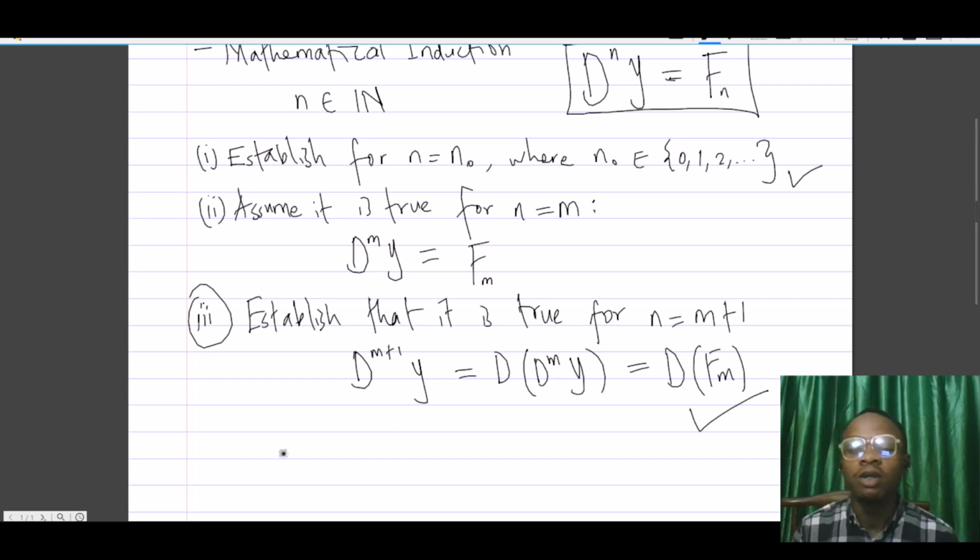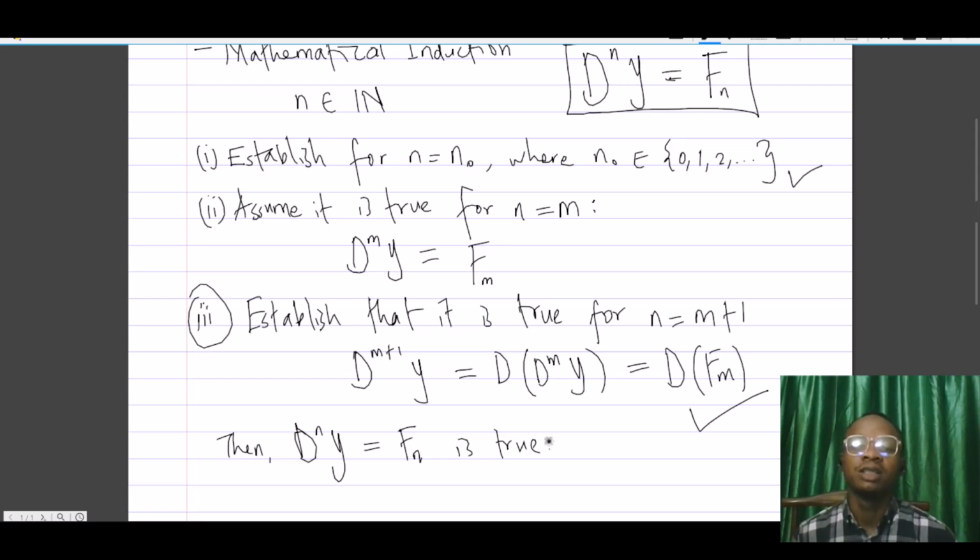true, then we just conclude that indeed the given expression is correct, or the given equation is correct. So then indeed the n-th derivative of y being equal to f sub n is true. So that is how we carry out the mathematical induction proof, or proof by mathematical induction.